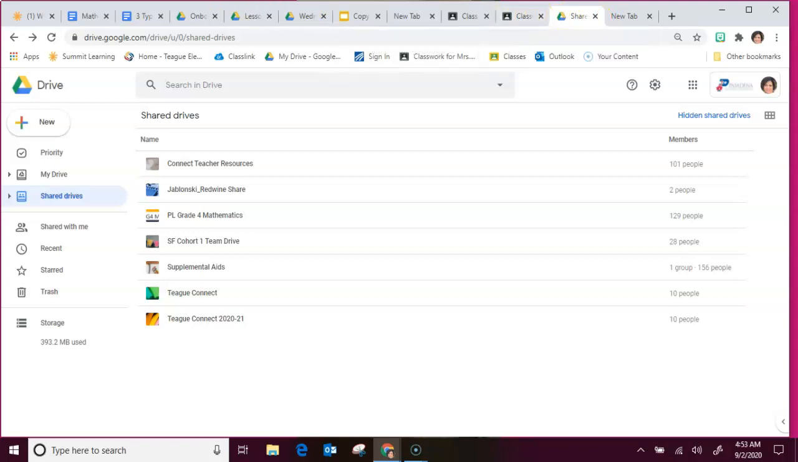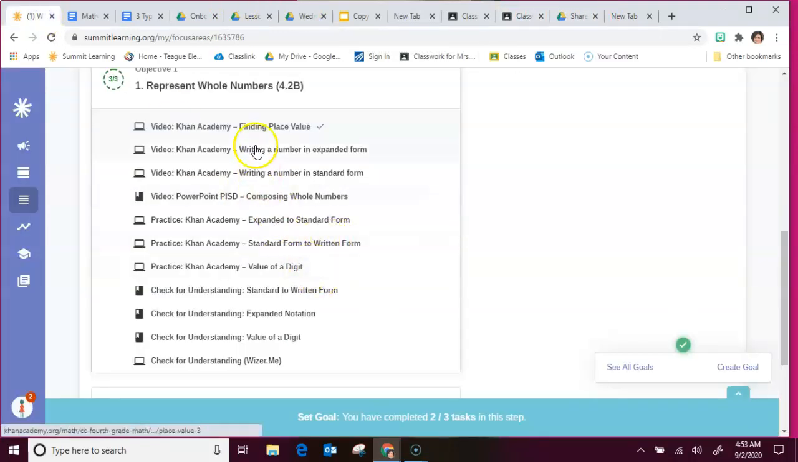Okay, so let's go back to the Summit Learning Platform. So I can do that with any of these. I can use any of those note takers. The best one for math where it's showing you a problem, which is what we're seeing mostly in this particular unit, that's what I would use.